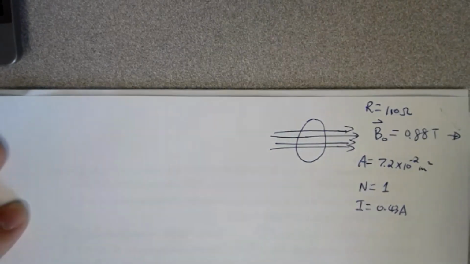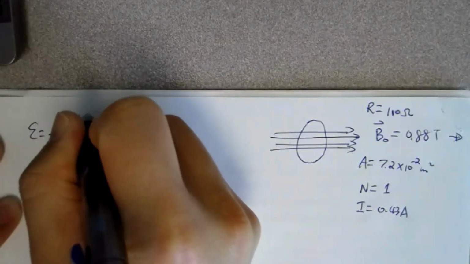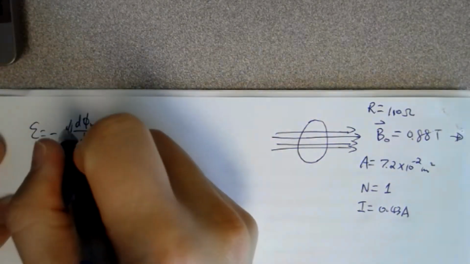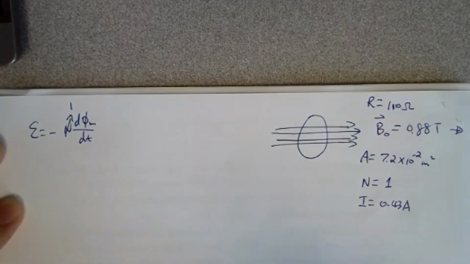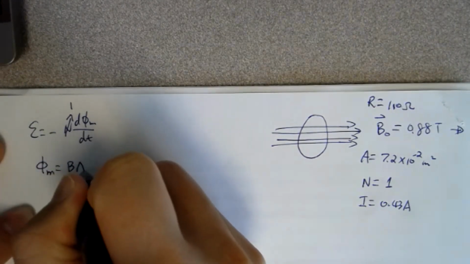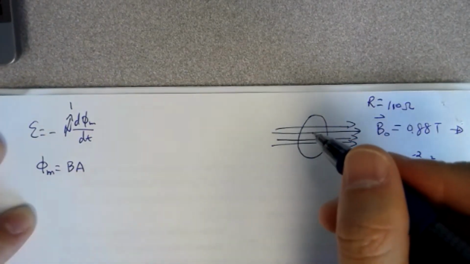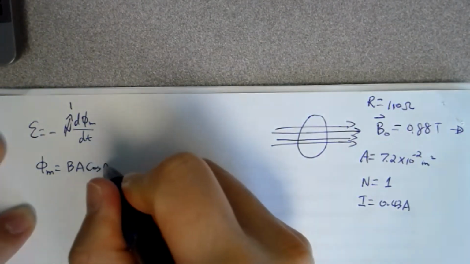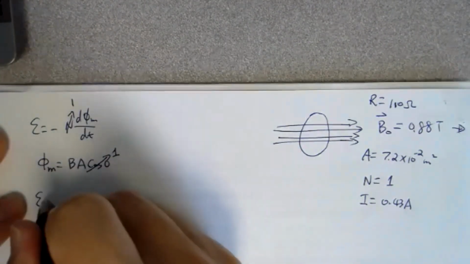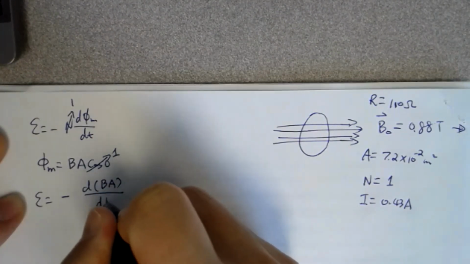Okay. All right. So Faraday's law says epsilon is equal to minus n times the derivative of the flux over dt, right? N is 1. You can calculate flux. So flux is equal to BA cosine theta. Now, the field is perpendicular to the loop, so the angle theta is 0. Cosine of 0 is 1. So just BA. So epsilon is equal to minus the derivative of B times A over dt.